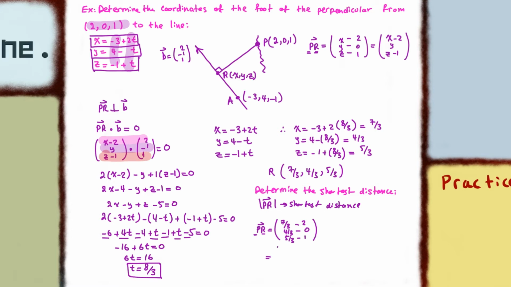So that's 7/3 minus 2, 4/3 minus 0, and 5/3 minus 1. And we will get 1/3, 4/3, and 2/3. The magnitude is going to equal the root of the x component squared plus y component squared plus z component squared. And once we plug everything into our calculator, we will get that the magnitude, or the shortest distance here, is approximately 1.53 units, rounded to 3 significant figures.